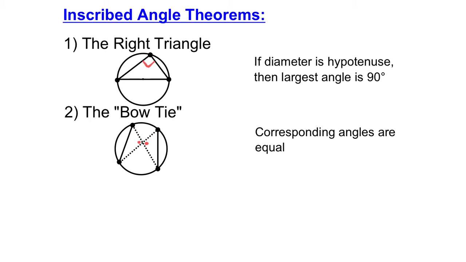Those are opposite angles, remember from the warm-up. And then these two angles are the same, and these two angles are the same. So if you ever see a bow tie pattern, you'll know that the corresponding angles are equal.